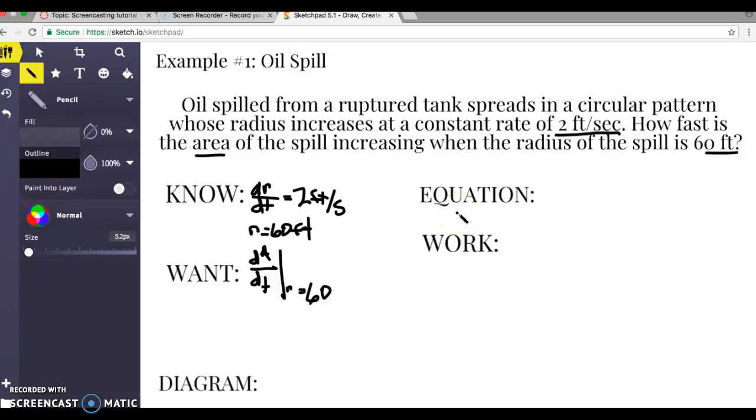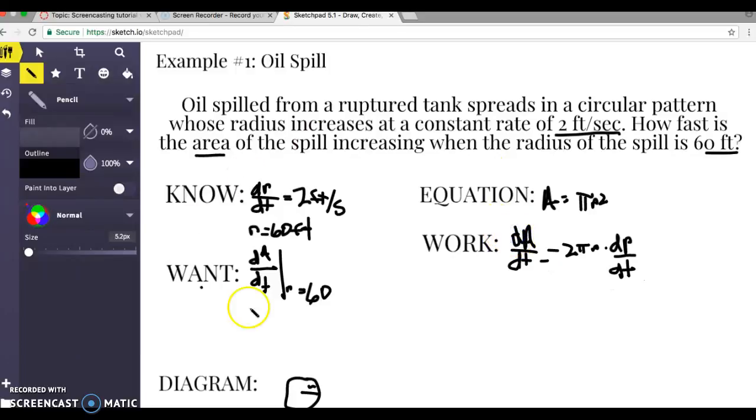Alright, for this equation you need to know the area of a circle, which is area equals pi r squared. And then a diagram would just be a circle and you just show the radius. Now for work, you take the derivative of this equation, so dA dt equals 2 pi r times dr dt. And then basically you just plug everything back in from what we know and what we want.